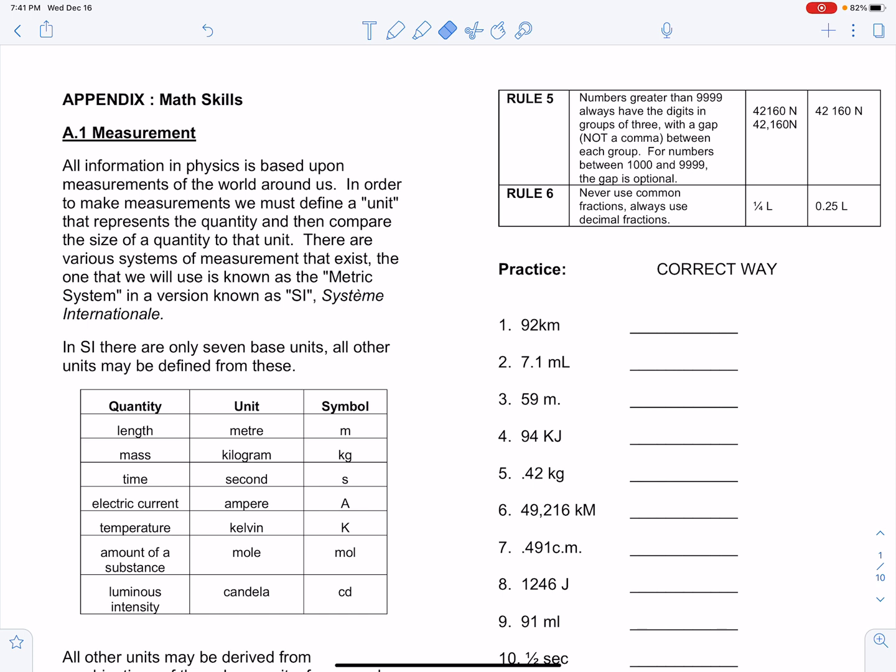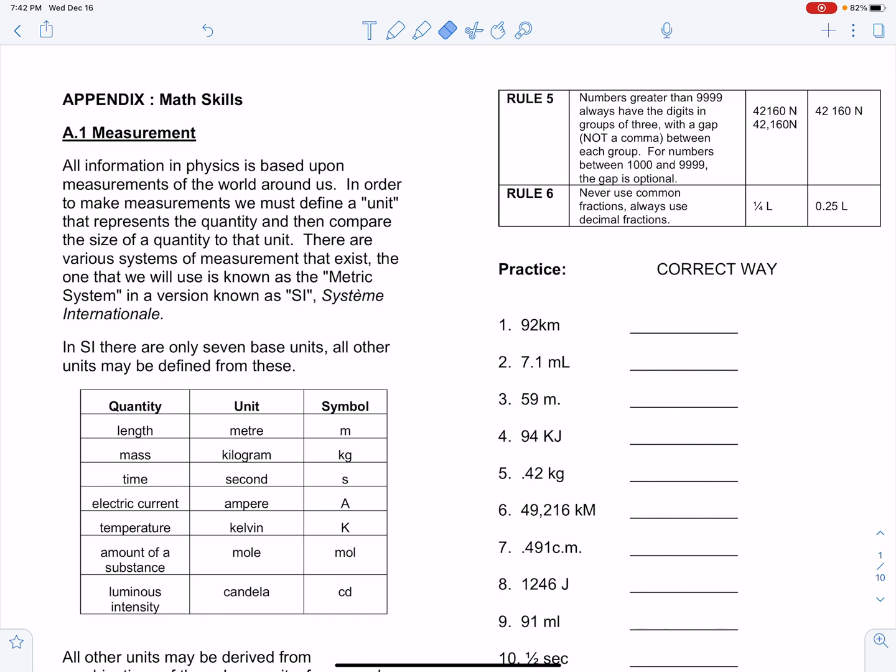In order to make measurements, we must define a unit that represents the quantity and then compare the size of a quantity to that unit. There are various systems of measurement that exist. For example, the imperial system, which is used in the United States and the United Kingdom. But the one that we use is known as the metric system, in a version known as SI, or System International. In the SI system, there are only 7 base units.